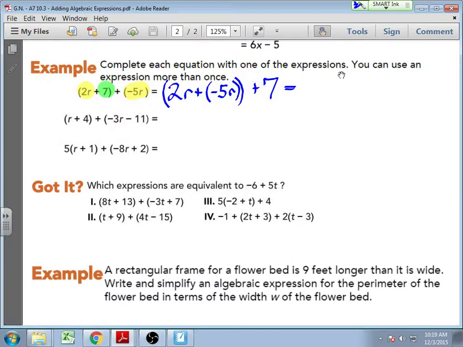Okay. So then 2r minus, hey guys, simmer down. You need to have your own highlighters. They were on your supply list.